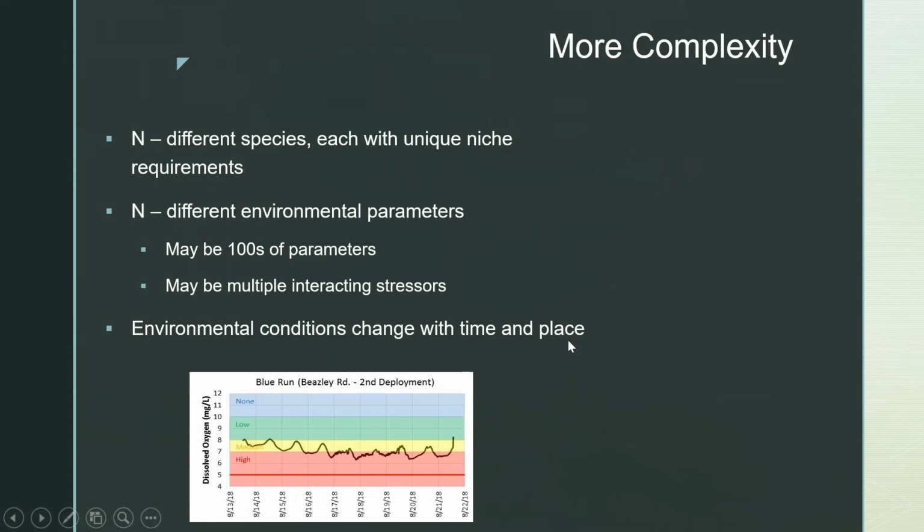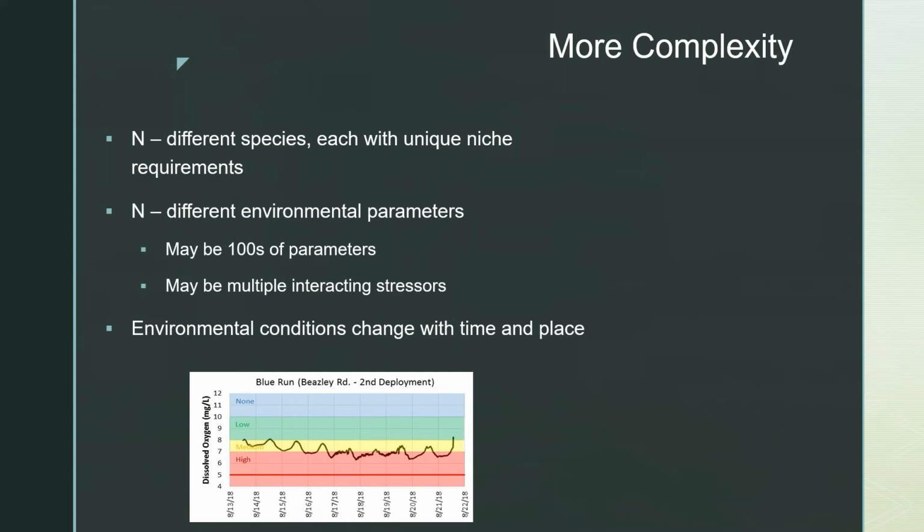And in addition to having lots of different species, each of them with their own unique niche requirements, we also have different environmental parameters. Might be in the hundreds, right? And there may be multiple interacting stressors. We might have more than one stressor in a particular area, and many of you have experienced this. You do a stressor analysis and you come up with more than one answer, right?